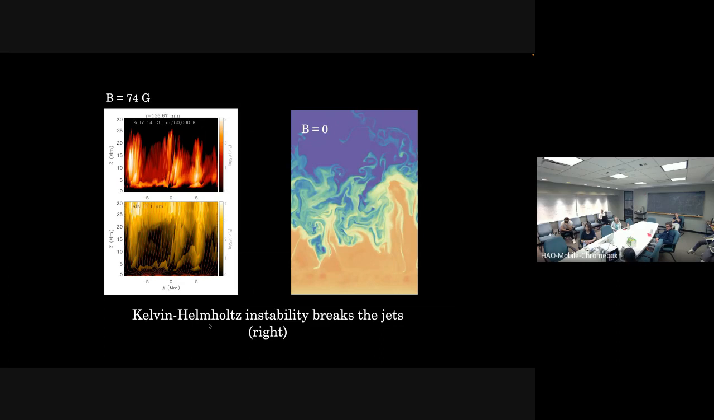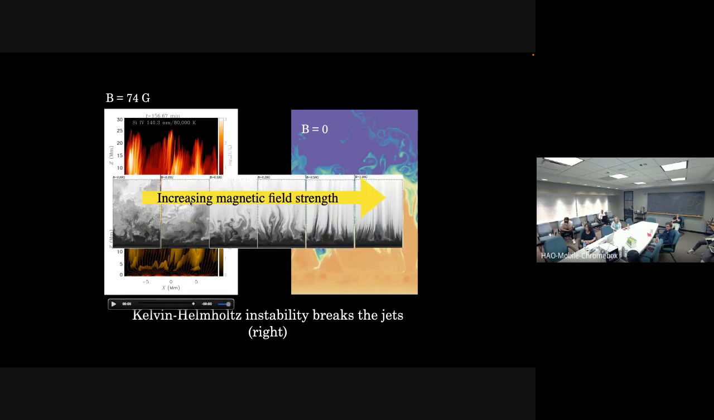So the idea is that this Kelvin-Helmholtz instability is breaking up the jets and making the whole system really turbulent. So if you increase the magnetic field strength, like we have done here, you see that gradually it goes from a fairly homogeneous situation to a really anisotropic case where you have these jets forming here.